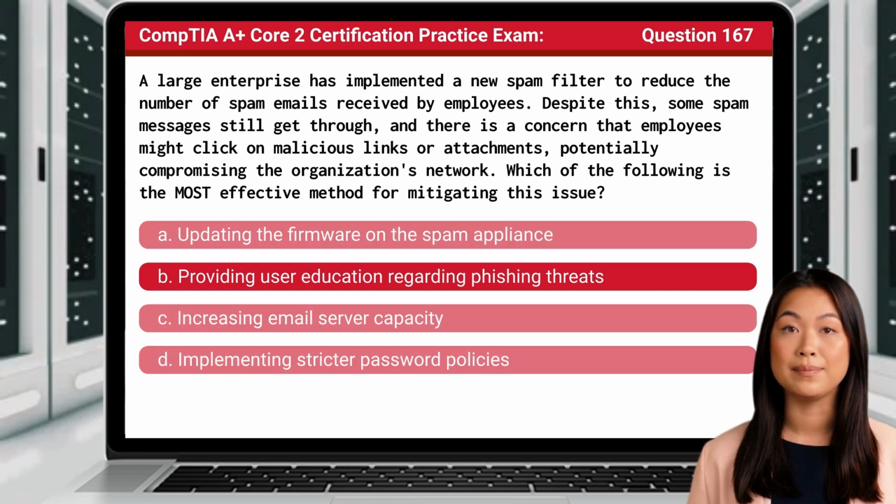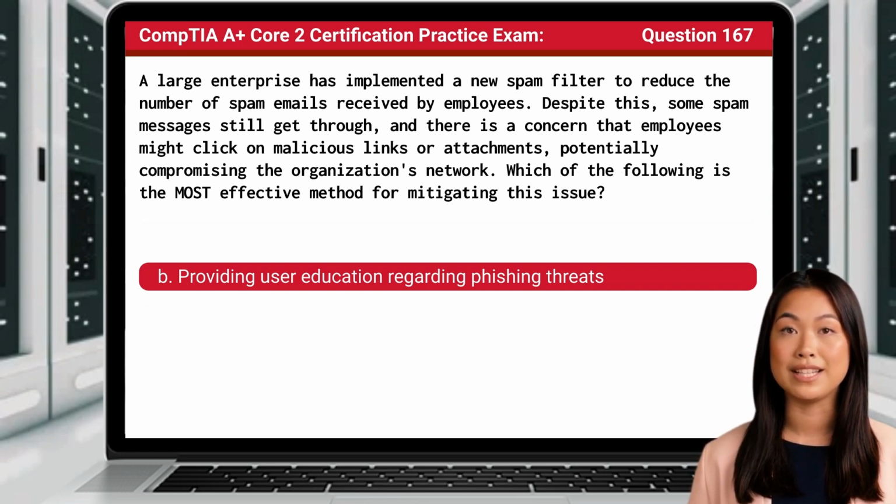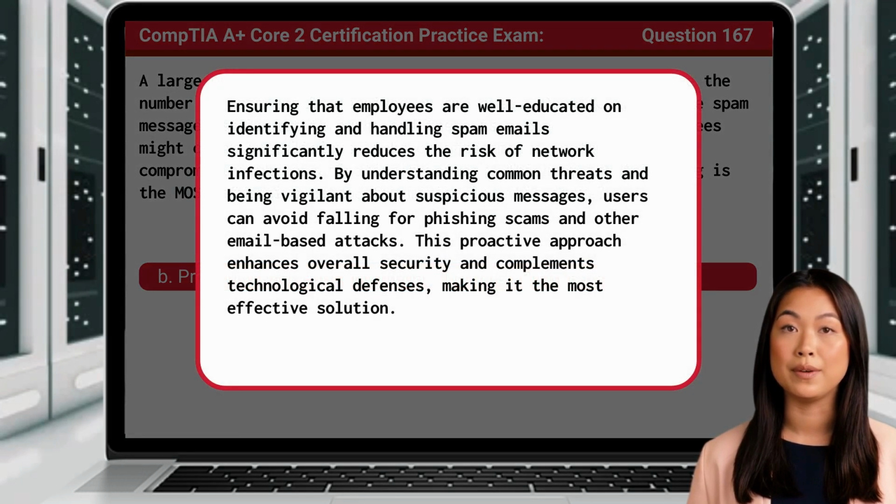The answer is B. Providing user education regarding phishing threats. Ensuring that employees are well educated on identifying and handling spam emails significantly reduces the risk of network infections. By understanding common threats and being vigilant about suspicious messages, users can avoid falling for phishing scams and other email-based attacks. This proactive approach enhances overall security and complements technological defenses, making it the most effective solution.